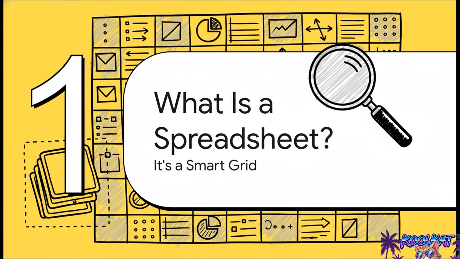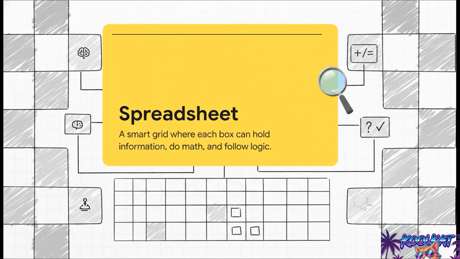Okay, so first things first, what is a spreadsheet really? It's not just some digital ledger or a fancy calculator. Nope, it's way more dynamic than that, and the concept is actually a lot simpler than you might think. At its heart, a spreadsheet is a smart grid. You can think of it like a checkerboard, but where every single square, we call them cells, is a tiny programmable container. It can hold info, it can do calculations for you, and it can even make simple decisions based on the rules you set.